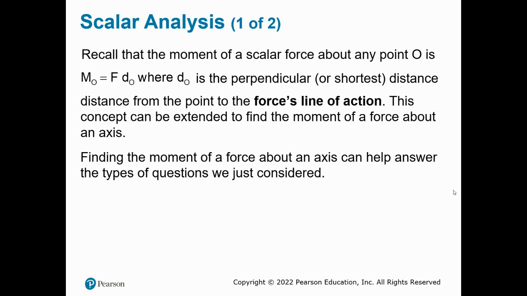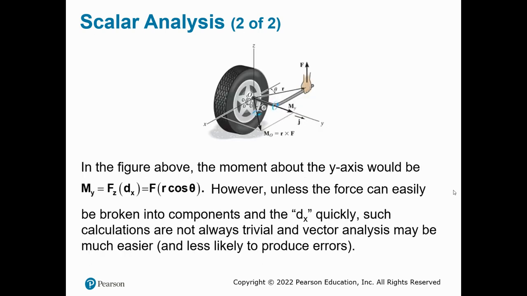So this concept can be extended to find the moment of a force about an axis. In this figure above, moment about the y-axis would be My equals Fz times dx, where dx equals r cosine theta. Now, looking at the force here, it probably will be complicated to resolve our forces into the x component, y component, and the z component, same as the dx, right?